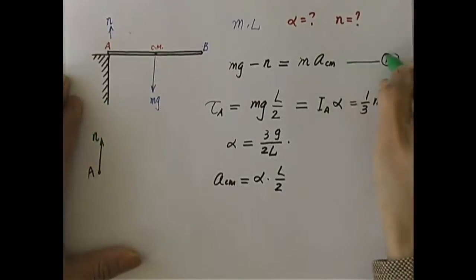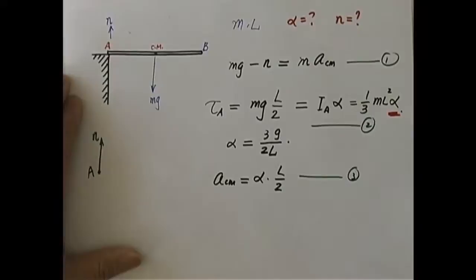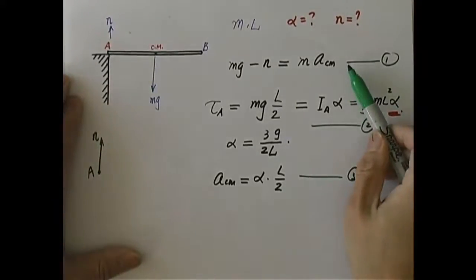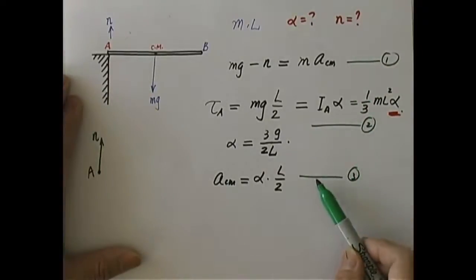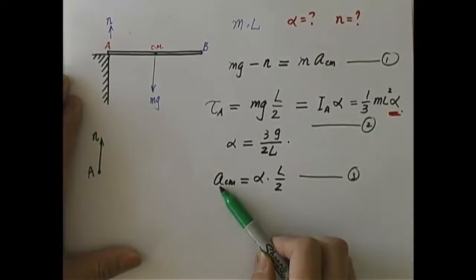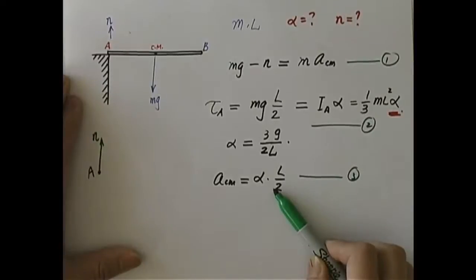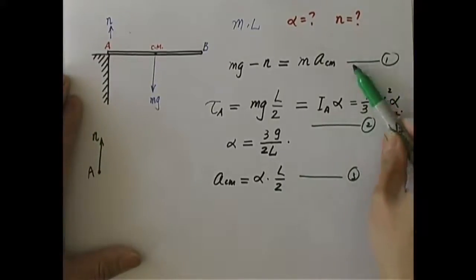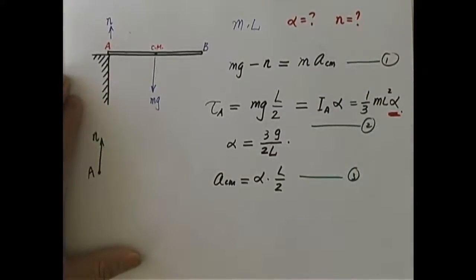Okay, let me highlight it. I get equations 1, 2, and 3. Where do these come from again? This is for translational motion. This is for rotation about point A. And this third formula is the connection between translational quantity and rotational quantity. Okay, so this is a kinematic consideration. Both of these are dynamical equations for translational and for rotational motion.